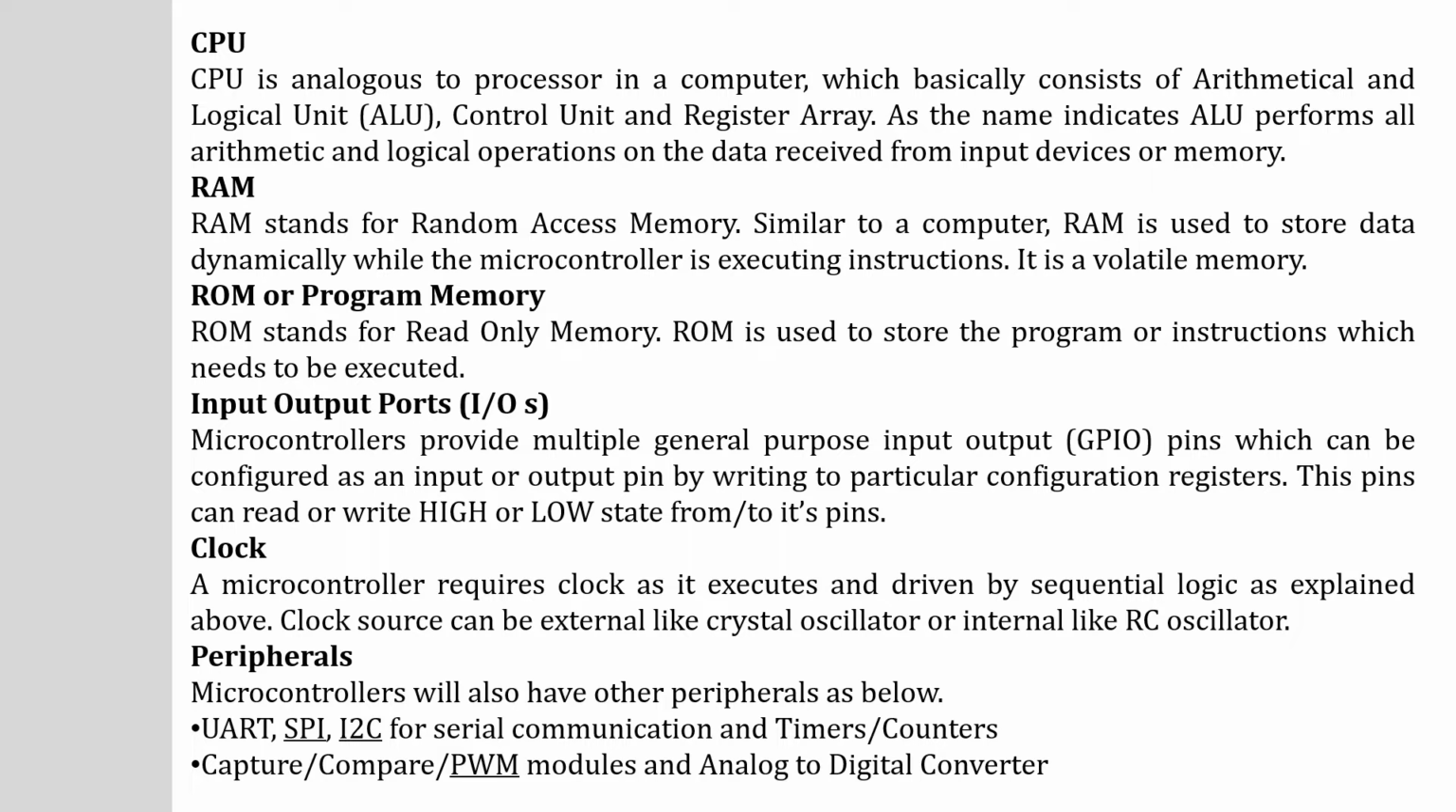RAM is random access memory. It is a volatile memory. That means when the power is off, the memory is erased completely, and the next time we power on the device, we can again store the data. RAM is used as data memory and ROM is used as program memory. The program and instructions that we want to perform are stored in ROM, and the data on which we want to perform the instructions is stored in RAM.